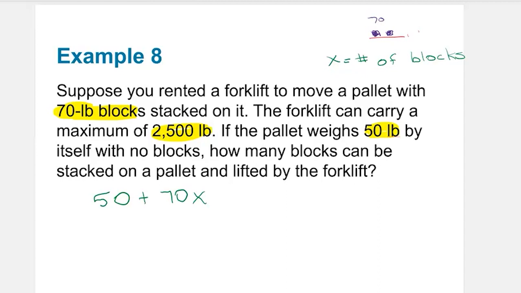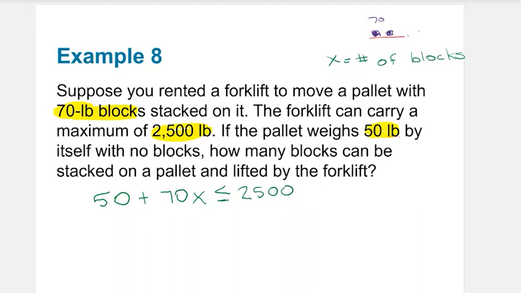But the maximum it can carry is 2,500 pounds. So whatever this is has to be less than or equal. It can be equal because it can carry 2,500 pounds. If it said it can carry up to 2,500 pounds, then I would say it probably means it can't carry the 2,500. So we would, again, have a less than instead of a less than or equal. But since it can equal 2,500, we put less than or equal.